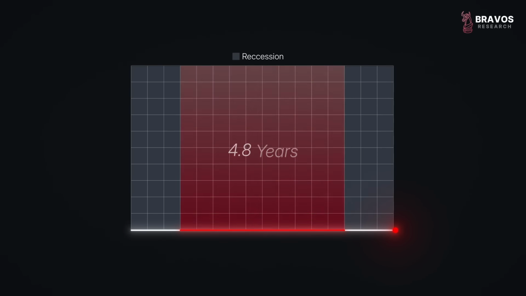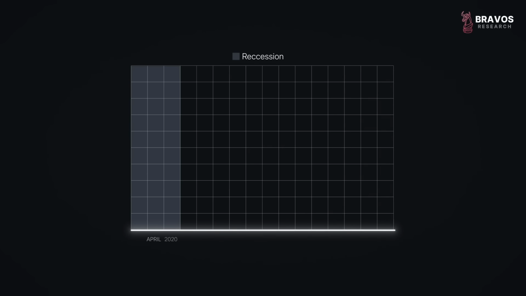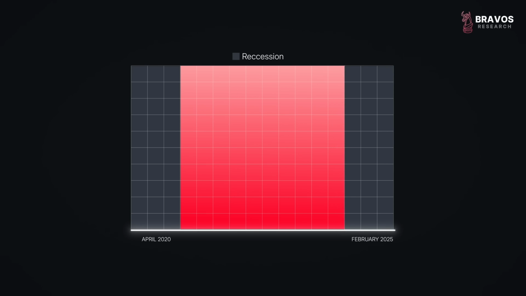The average amount of time between two recessions is 4.8 years. That's using data going back to 1854. Now, the last US recession that we've had was in April of 2020. That was exactly 4 years and 10 months ago. So 4.8 years. So the US economy should be right on track for another recession, right?